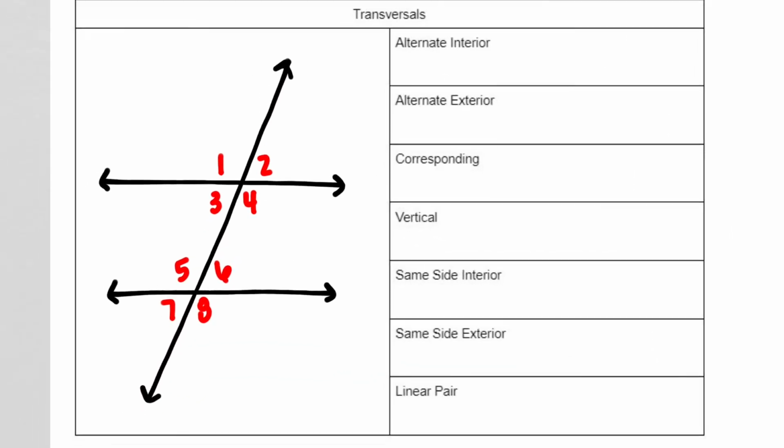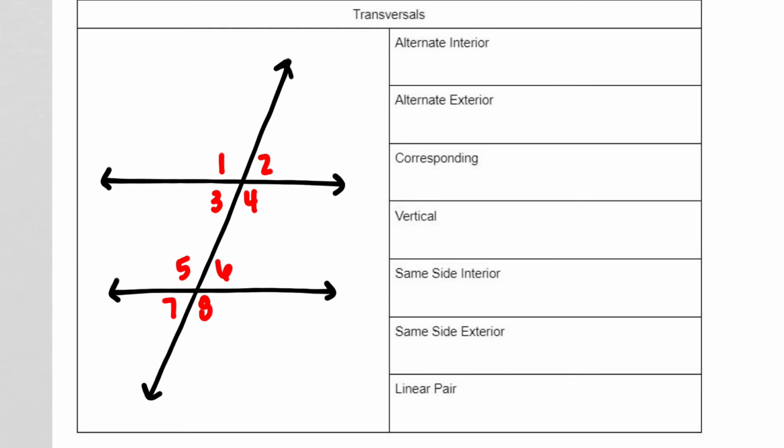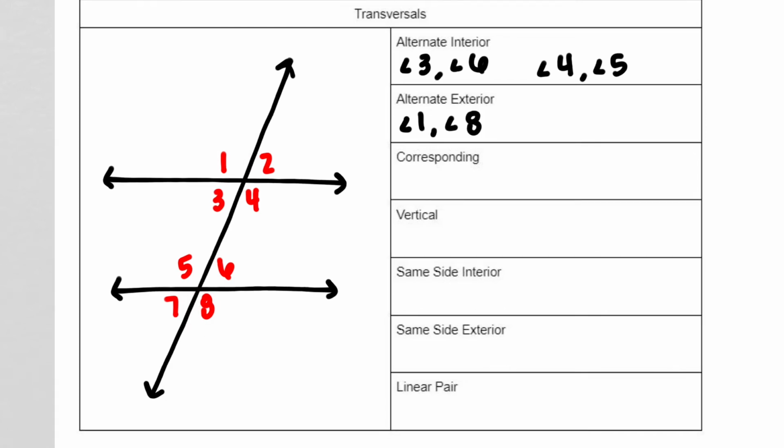So for alternate interior, I'm looking for angles that are inside the parallel lines, but on different sides of the transversal. For these ones, they won't be touching until we get to linear pair. So an example that I could use would be 3 and 6. There's also another pair other than 3 and 6, and it is angle 4 and angle 5. The next special angle we have is alternate exterior. So opposite sides of that transversal still, but outside of the parallel lines. So what that looks like is like angle 1 and angle 8. There's also another pair besides 1 and 8, and it's very similar, but it is angle 2 and angle 7.